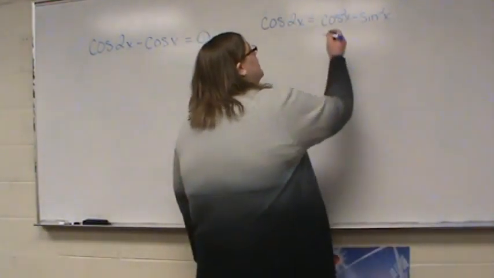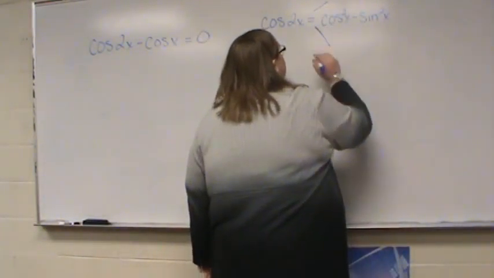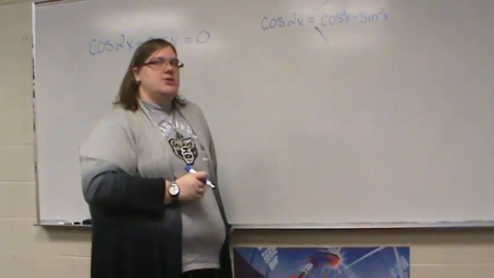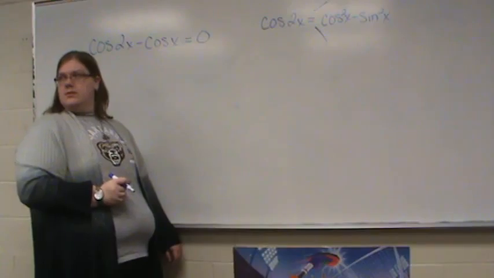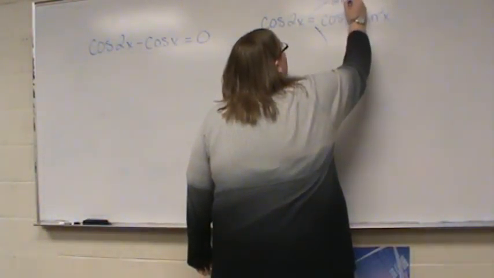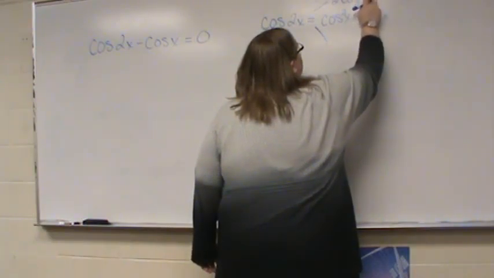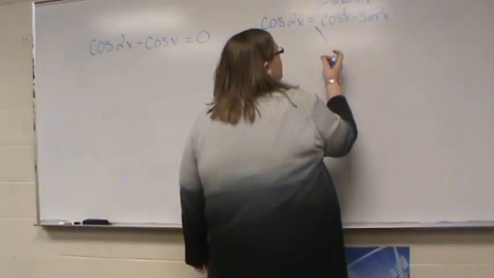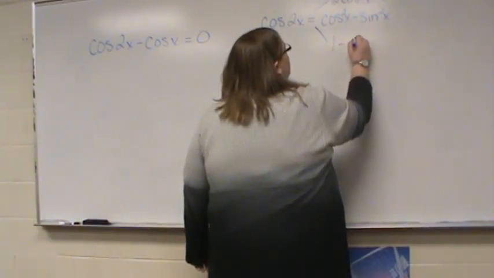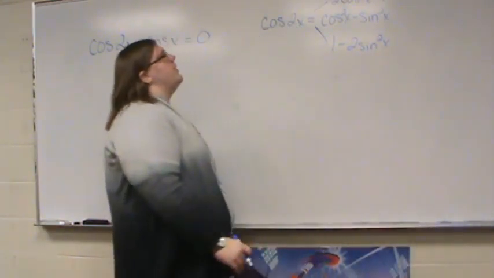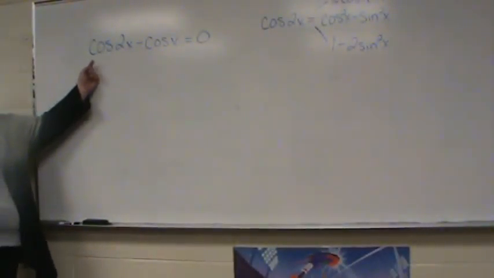Didn't we, when we talked about our double angle identities, define two other ways of rewriting cosine 2x? Two cosine squared x minus 1, or what was the other one? 1 minus 2 sine squared x. So for cosine 2x, we actually have 3 different ways of rewriting it.